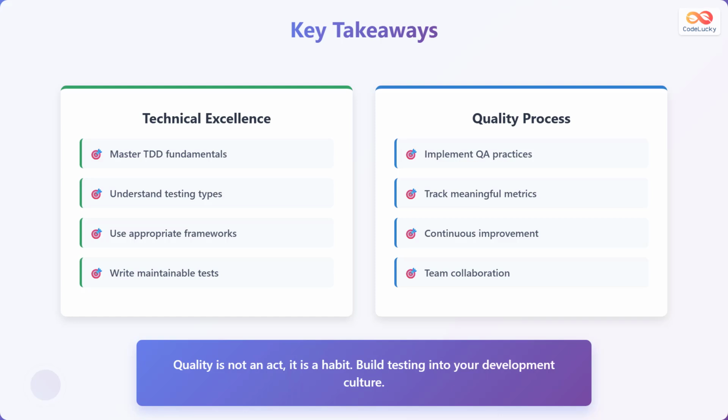Familiarity with appropriate frameworks like pytest for Python, Selenium for web testing, or Jest for JavaScript is crucial. Writing maintainable tests that follow the first principles ensures long-term value. Quality processes involve implementing systematic QA practices, including code reviews, static analysis, and continuous integration. Track meaningful metrics that provide insights into software quality, not just vanity numbers.